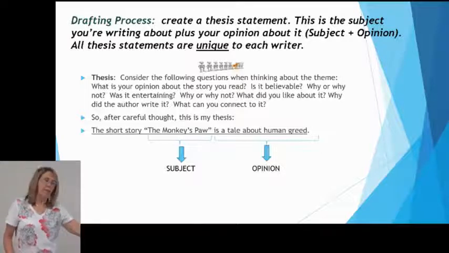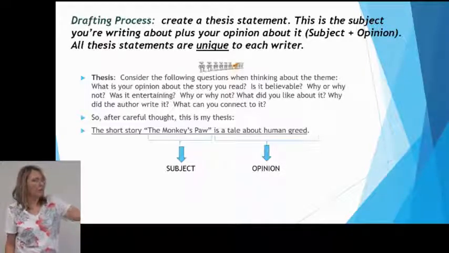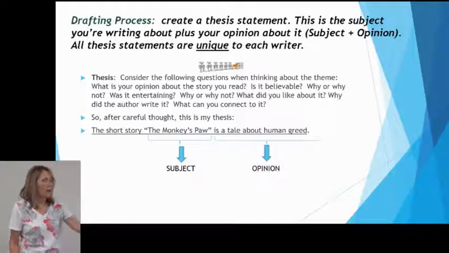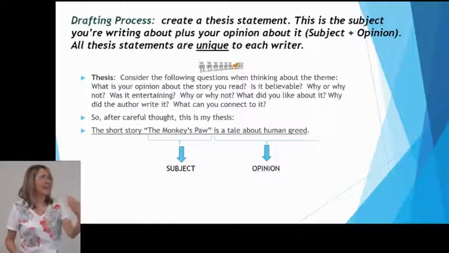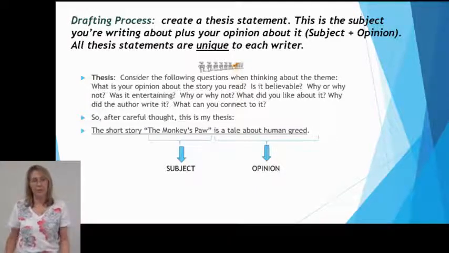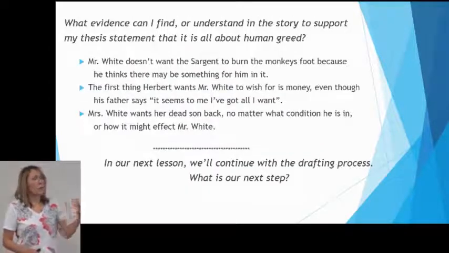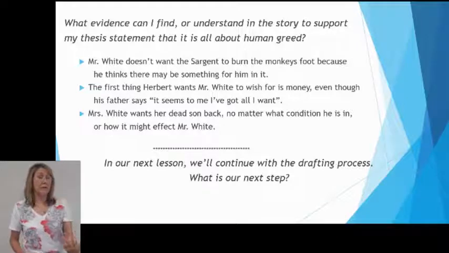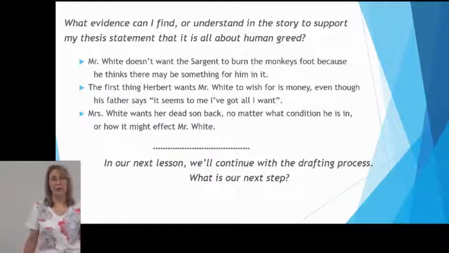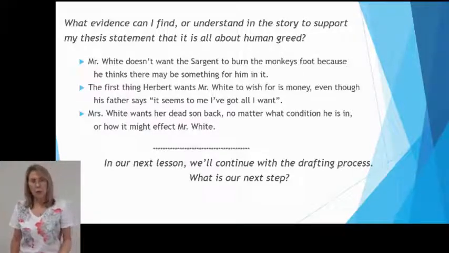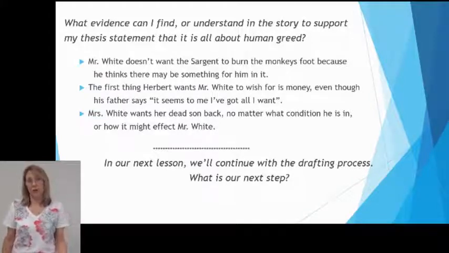So if you look at my PowerPoint, you see that I've identified the subject, which is the monkey's paw, and I've identified my opinion, which is that it is a tale about human greed. Okay? So once you've created your thesis, we need to make sure we can support the thesis. We can't write a story if we have no evidence to support what we've asserted about the story.